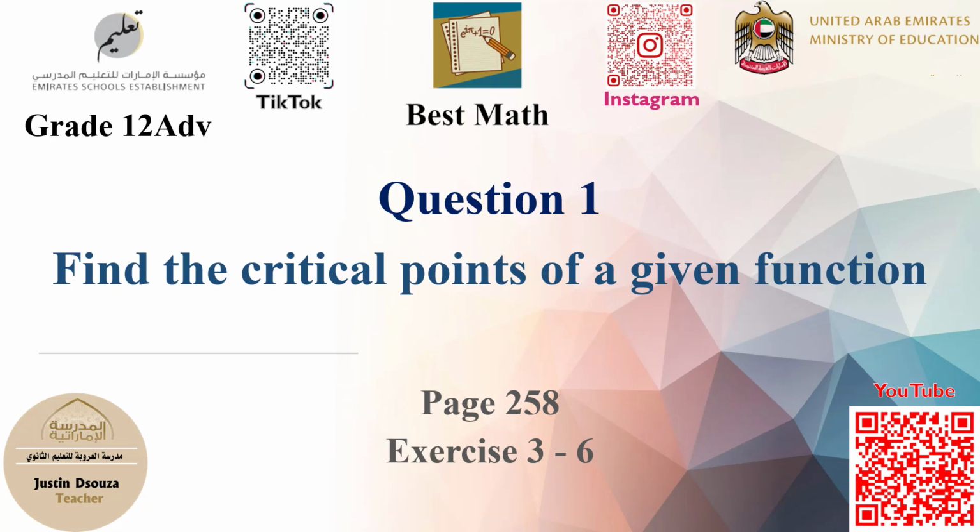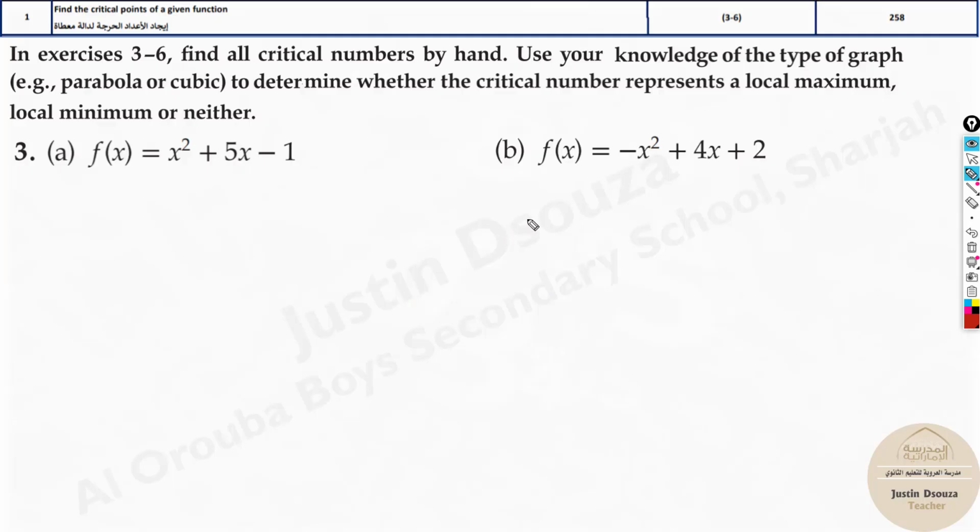Question 1 is to find critical numbers of a given function. The method to solve for critical numbers is just the same. You need to differentiate the given function, make the derivative equal to 0 and solve it. That's it. Now I will show you in a minute, but before that, here they have asked what the critical number represents, whether a local maximum, a local minimum, or neither.